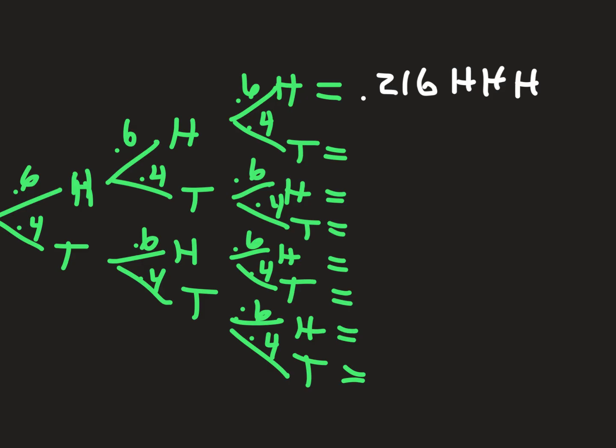What is 0.6 times 0.6 times 0.4? 0.6 times 0.6 times 0.4 is 0.144. And that's going to come up a lot, because two 0.6s and one 0.4 is going to come up over and over.